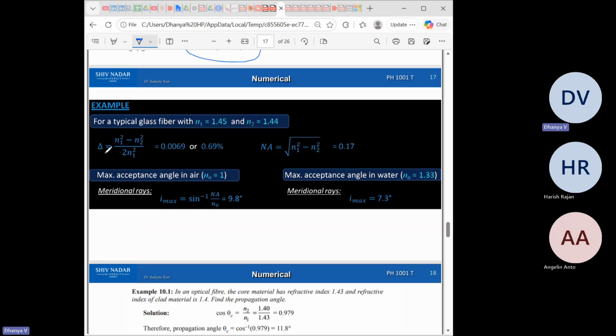First you can find your delta, it's n1 square minus n2 square by 2 n1 square. So you will get 69%. In your numerical aperture, if you know n1 and n2, you can find the numerical aperture also. You found it to be 0.17. Then the maximum acceptance angle when N naught is 1, because for air, I told you before. So it will be sine inverse of NA by N naught, but N naught is 1 over here. So sine inverse of NA, sine inverse of 0.17, is 9.8.